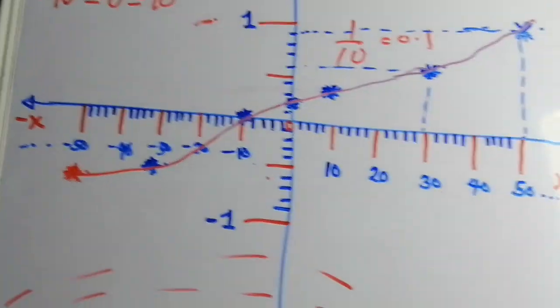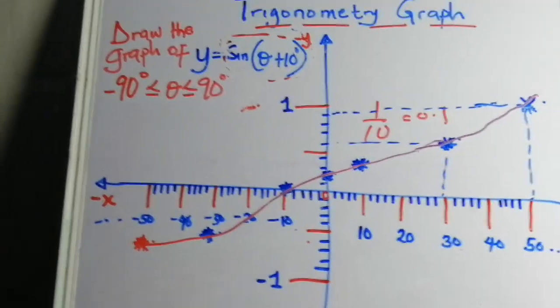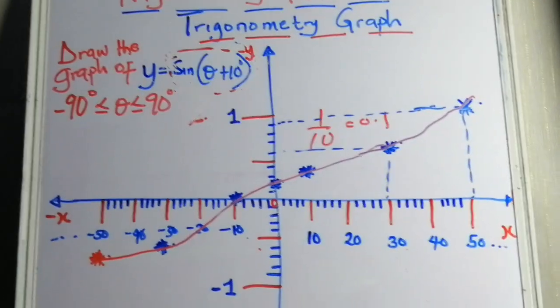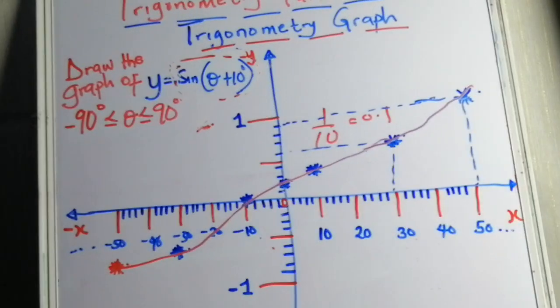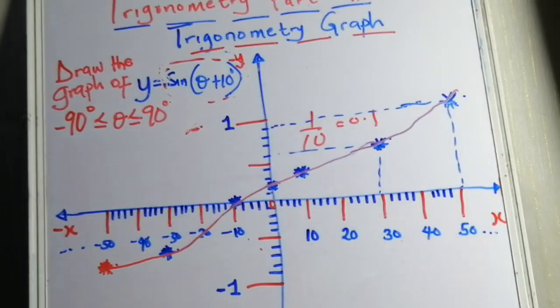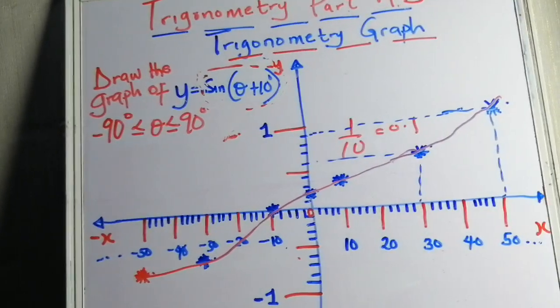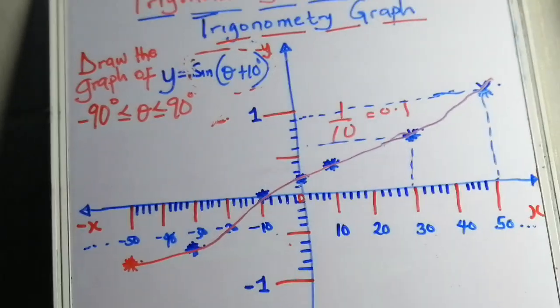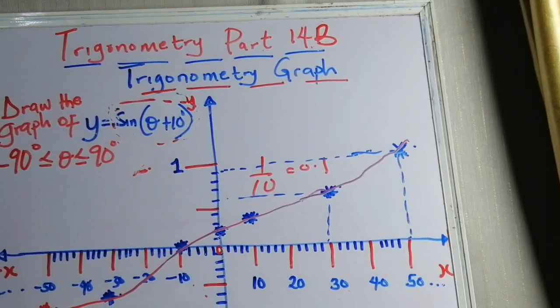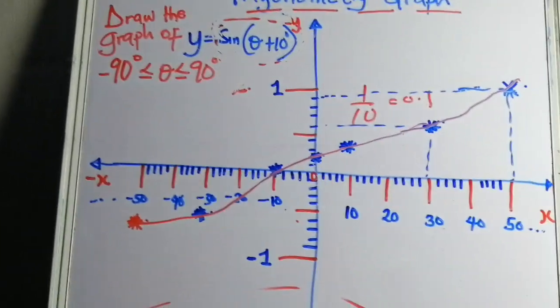So that is it. Okay, so it shows that you've been able to plot the graph of y equals sine theta plus cos theta. It's as simple as that. Very, very simple. Just join all the stars together. So this is the end of trigonometry part 1.